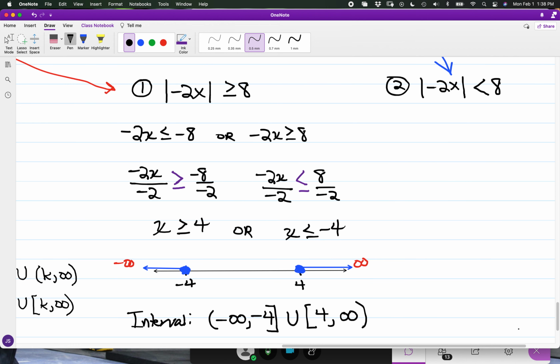Now we have the same terms but a different inequality, so we're transitioning from greater than or equal to, to less than. In this setting, upon taking out the absolute value bars, I'm going to have -2x fall between negative and positive 8. So here I'm going to have -8 is less than -2x, which in turn is less than 8.